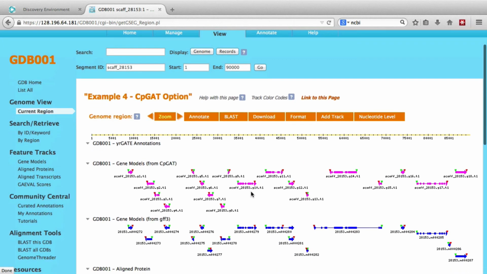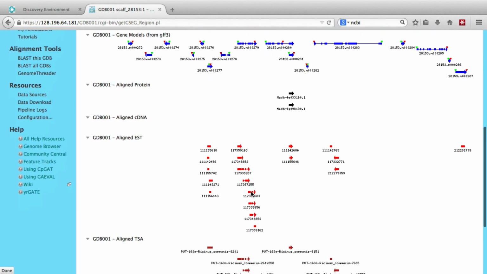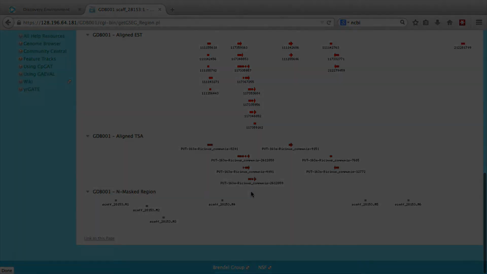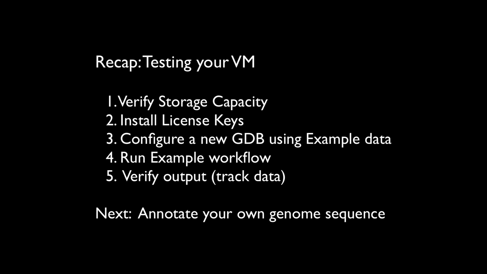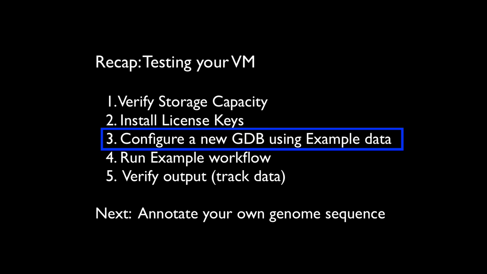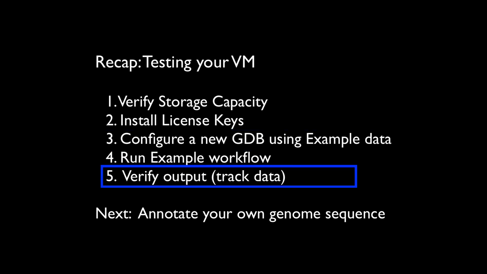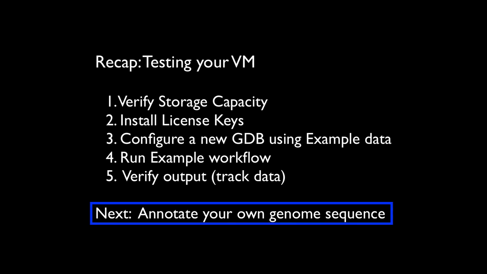Each track is labeled and color-coded by type. Review the alignments, gene models, and masked regions to verify that they are as expected. To recap our second video, testing your VM: first, verify storage capacity, install license keys, configure a new GDB using example data, run the example workflow, and verify output. If all went well, you should be ready to annotate your own genome sequence. See video 3 for a complete description of this process.